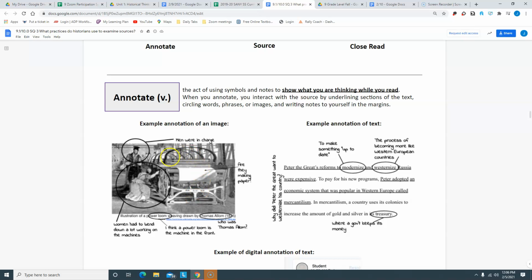All right, so here we have this picture and things are annotated for you as an example. So this man is circled and it says men were in charge. All right, how do we know that he is in charge? Well, first of all, he's standing. He's standing over another individual, looking down at that individual. What do we know already about history? Typically, have men always been in charge in most societies? Yes.